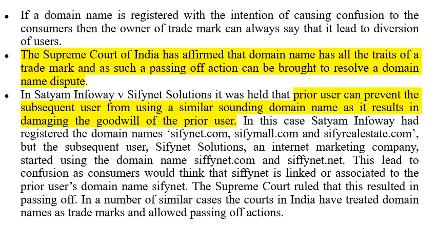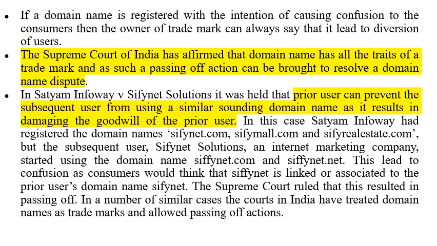So Satyam Infoway had registered domain names sifynet.com, sifymall.com, sifyrealestate.com, right? Here they were using SIFY, whereas Sifinet Solutions, the subsequent user, was an internet marketing company which was using the domain name Siffy, with a double F, right? So here you can see there is a particular typo squatting. One is using one F, another is using double F, right? So Sifinet Solutions started using SIFFY.